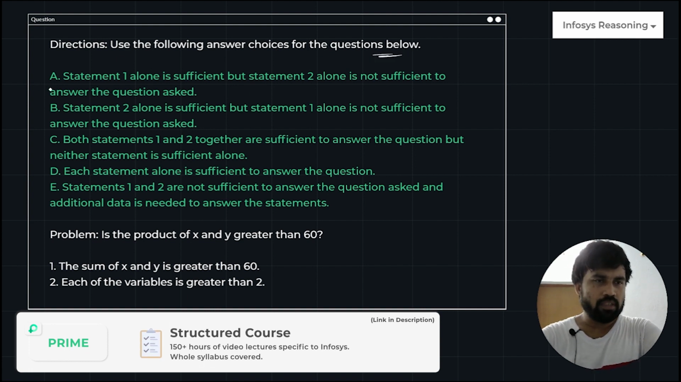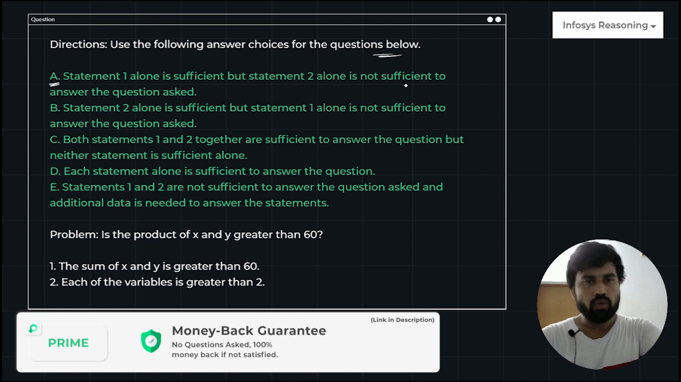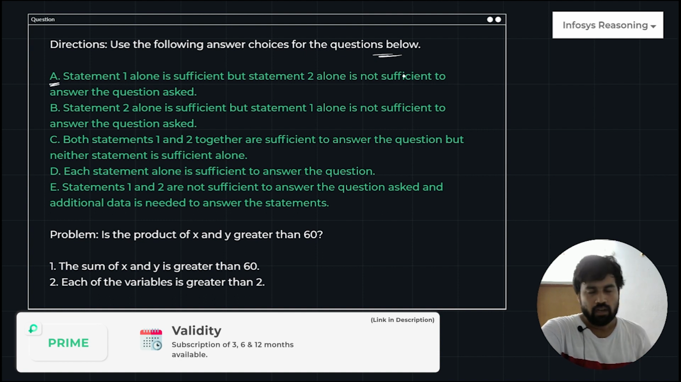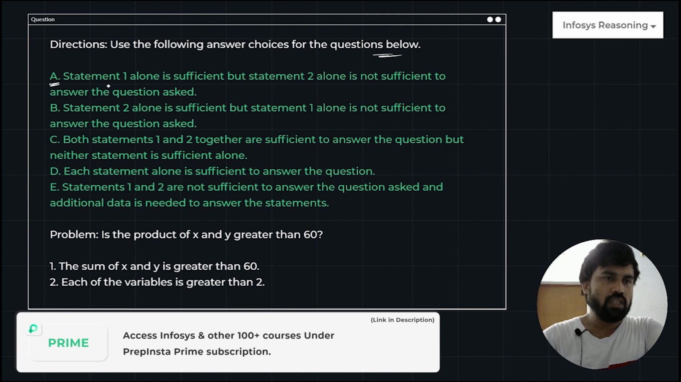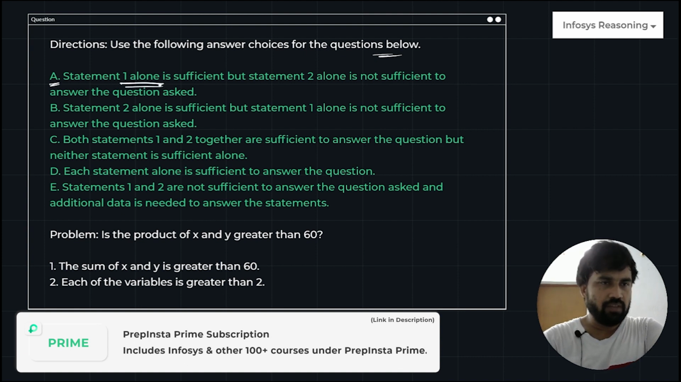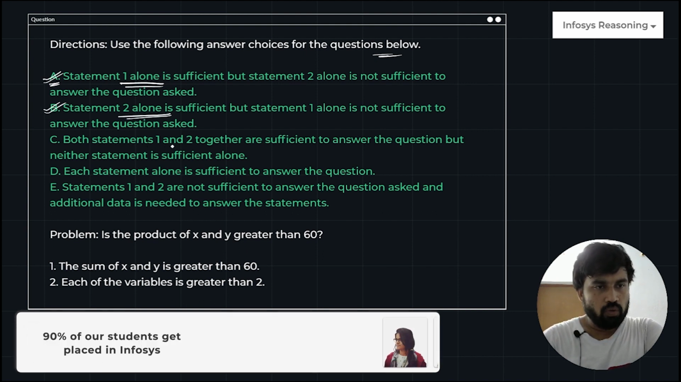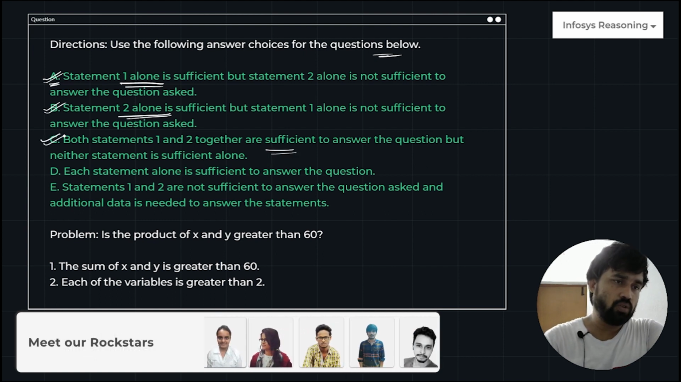So the options are given as A, statement one alone is sufficient, but statement two alone is not sufficient. So the problem is related to data sufficiency and insufficiency, right? If statement one alone is sufficient, you have to choose option A. Statement two alone is sufficient, you have to choose option B. And both one and two together are sufficient to answer the question, so you have to choose option C.